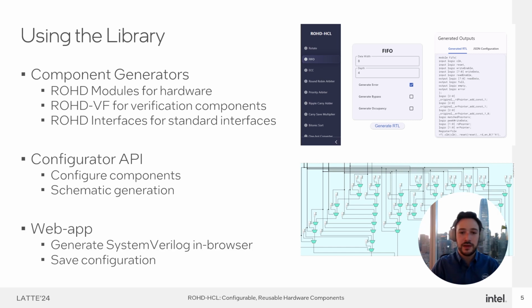The web app is an online tool for configuring, generating, and visualizing SystemVerilog for components within the library. The web app is live, and you can find a link to it on the ROHD-HCL GitHub repository.